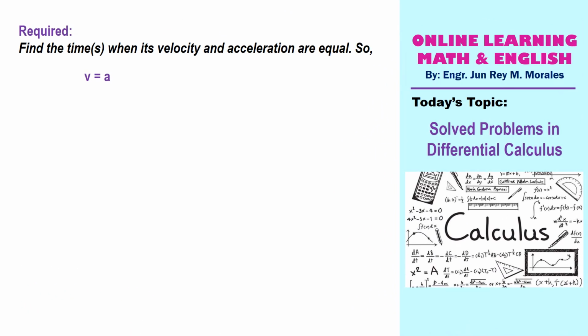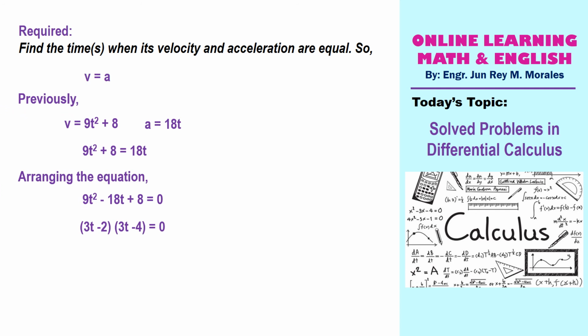We got already their derivatives, so we must equate them with each other. Then solve the equation and find the value of t. We have two solutions of t. One is t is equal to 2/3 and the other value of t is equal to 4/3.